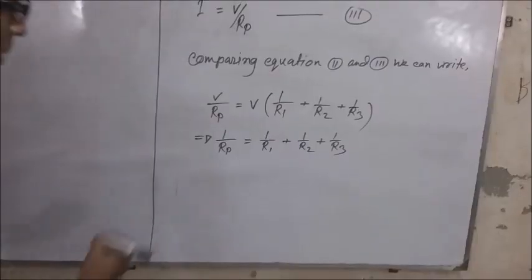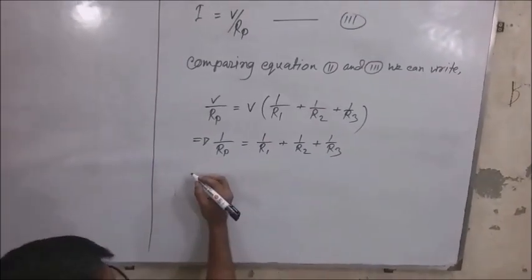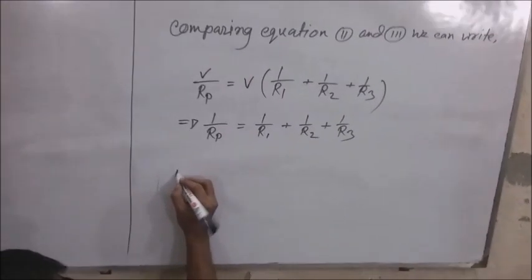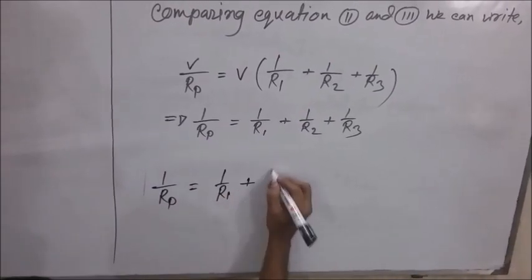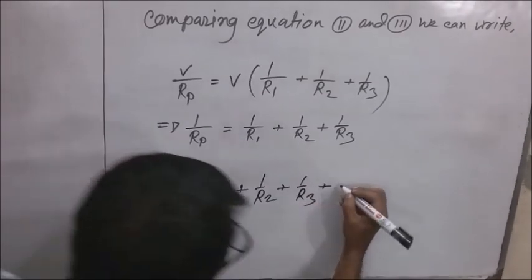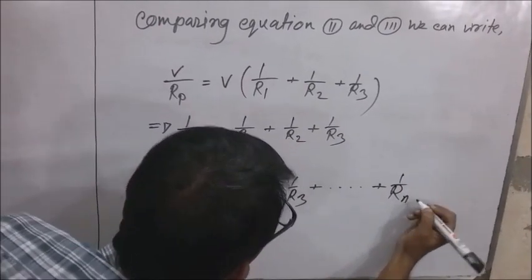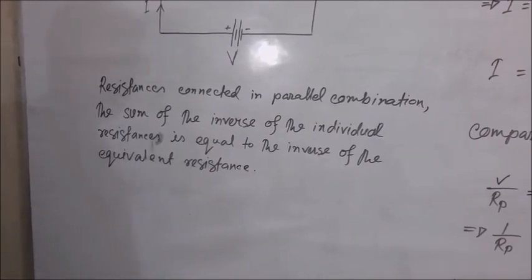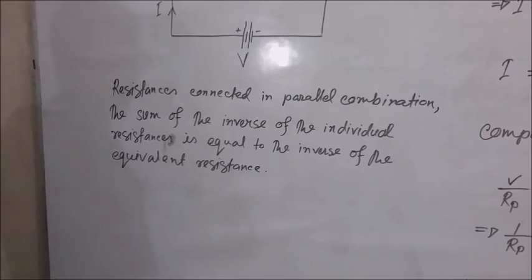If instead of 3 resistances, n number of resistors are connected in parallel, then we can write 1 by RP equal to 1 by R1 plus 1 by R2 plus 1 by R3 plus ... plus 1 by Rn. For resistances connected in parallel combination, the sum of the inverses of the individual resistances is equal to the inverse of the equivalent resistance.